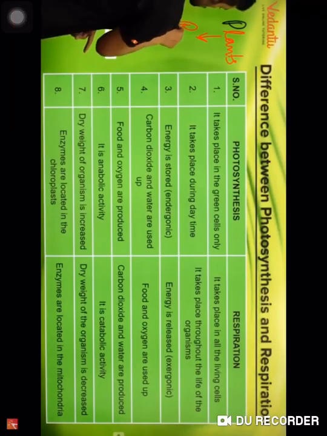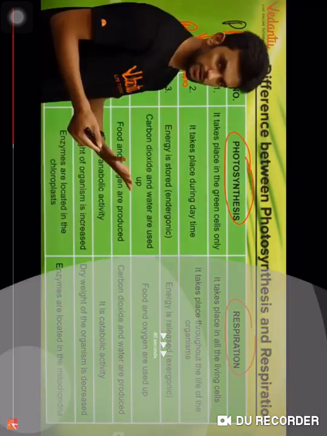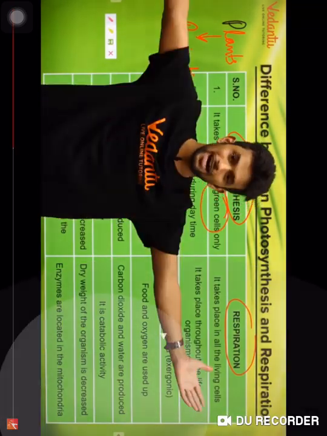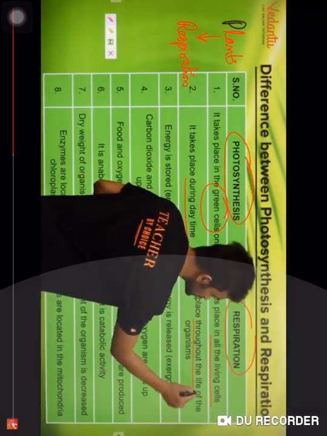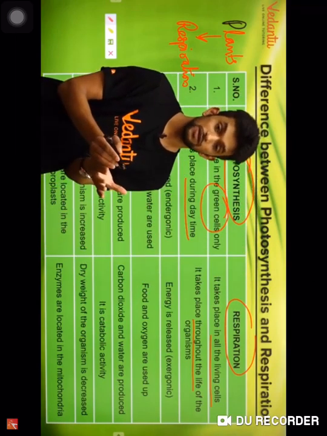Plants do photosynthesis. Why only green cells? Respiration takes place throughout the life of an organism. Obviously, if we stop respiring, we would die.